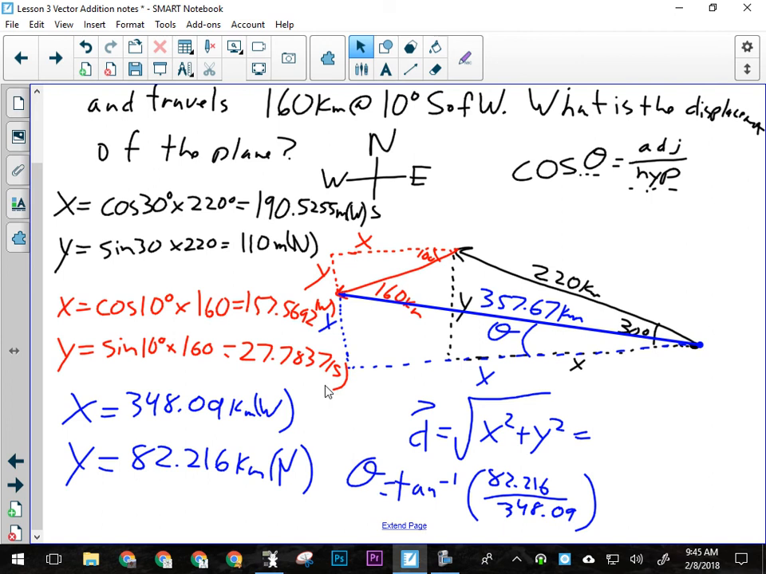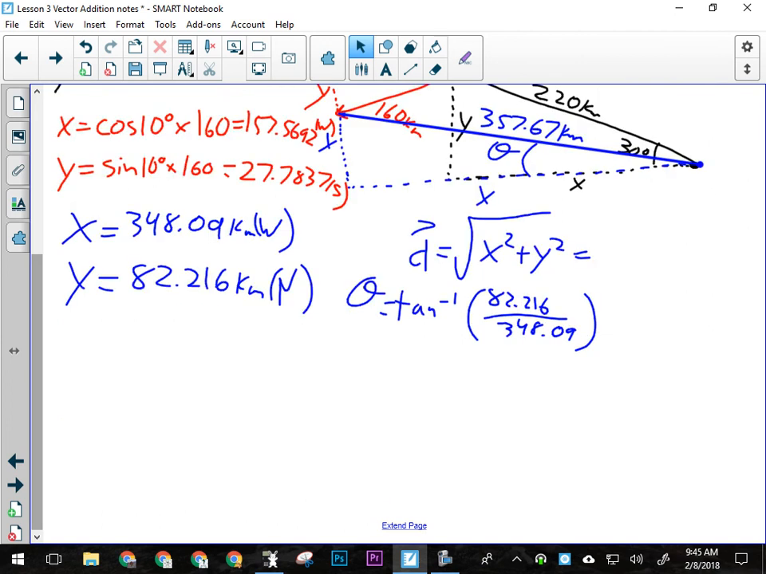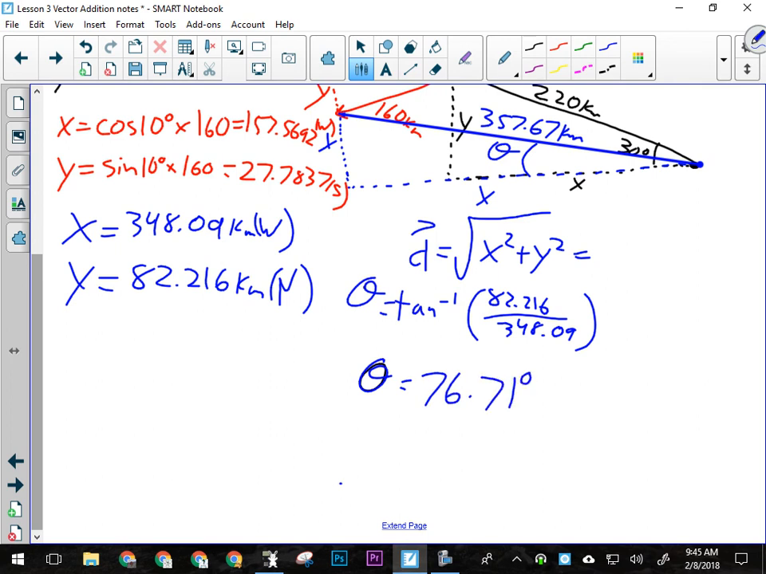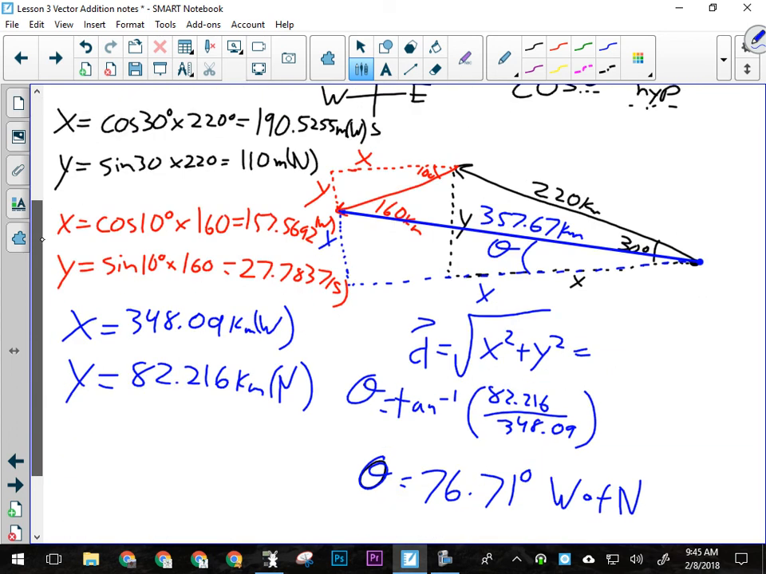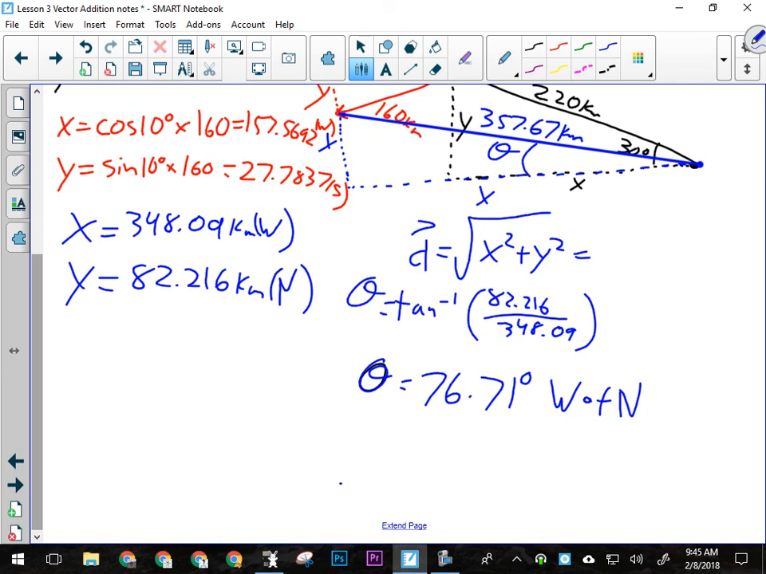All right. So my angle is going to be, what was it, 76.71 degrees, and that one was west of north. In my original question, I have two significant figures. I used the angles to do calculations. They were only measured to two significant figures, so that contributes to the accuracy of my answer.